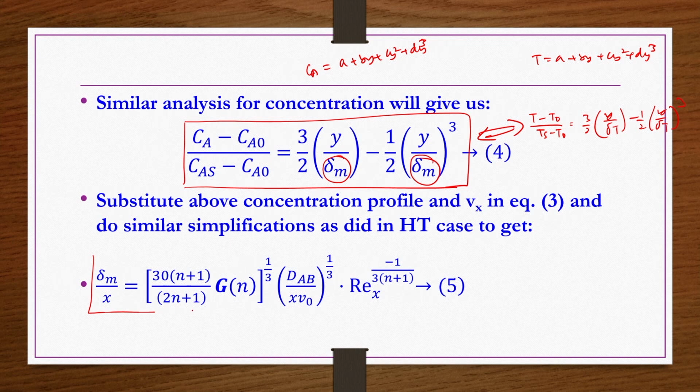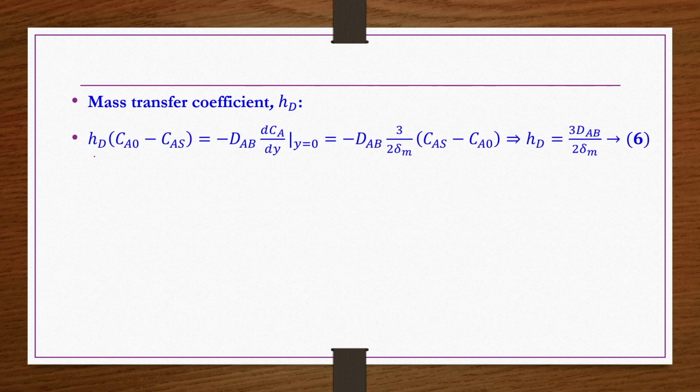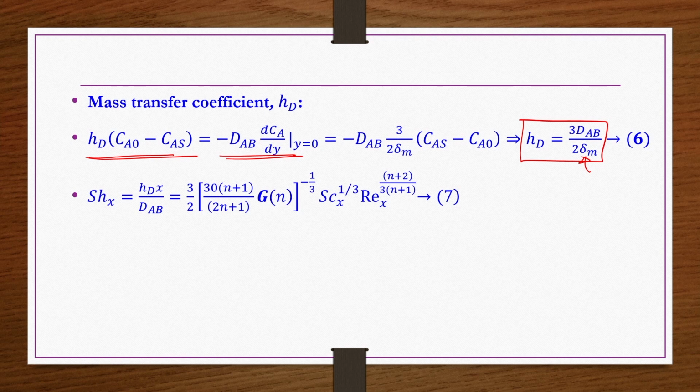Okay. So, obviously the results are going to be similar. So, delta M by x you are going to have this expression, only that in place of the Prandtl number you now get the Schmidt number, right. The mass transfer coefficient Hd, in a similar way, if you do a balance, that is, mass transfer by convection is balanced by mass transfer by diffusion, then you have an expression for Hd given by this one, and delta M, just written as equation number 5 on the previous slide, you substitute here.